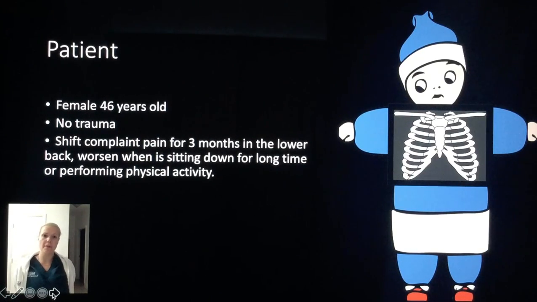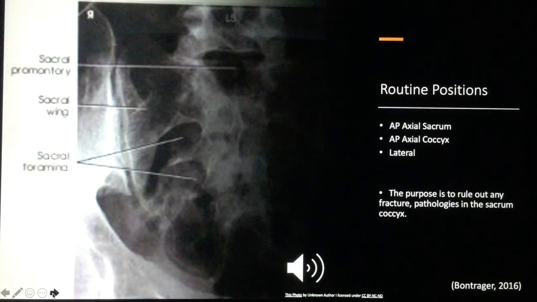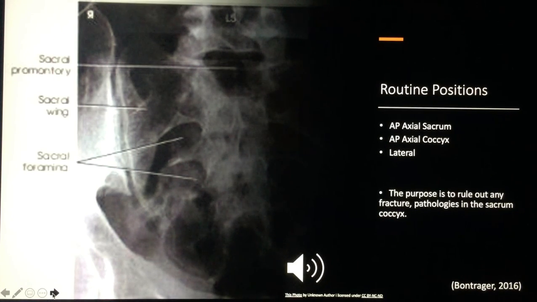The patient is a female, 46 years old. Her main complaint is pain in her lower back, especially when she's sitting down for a long time or does physical activity. The pain has lasted over 3 months. The routine to visualize the sacrum coccyx area is AP axial sacrum, AP axial coccyx, and lateral. This is with the purpose to rule out any pathology or fracture of the area.